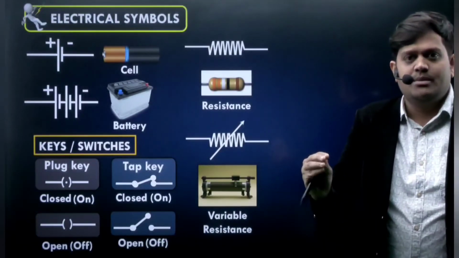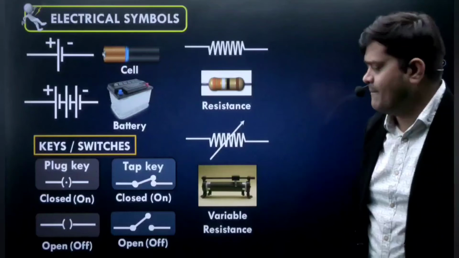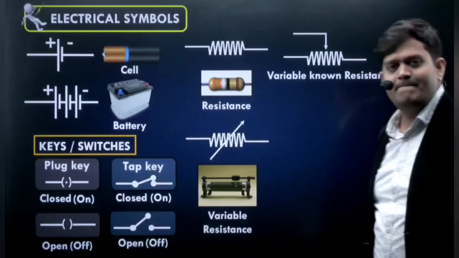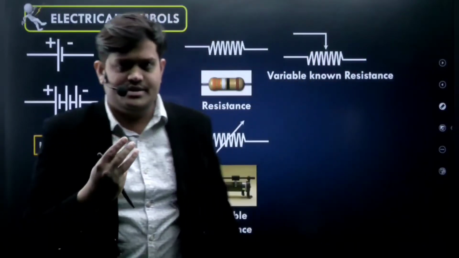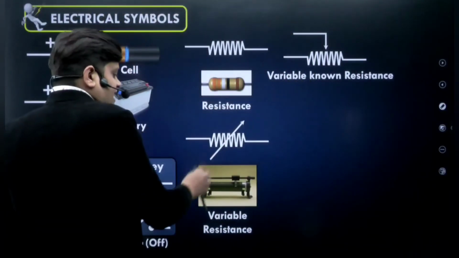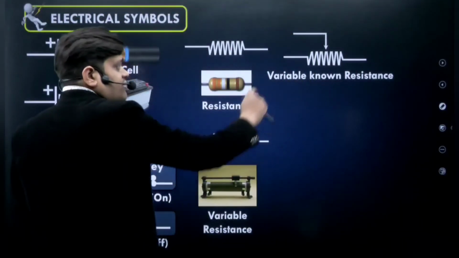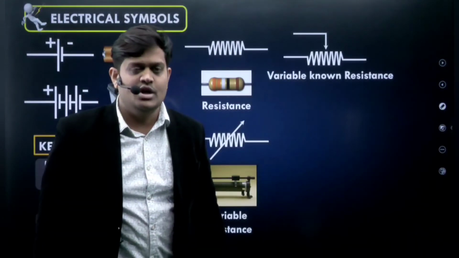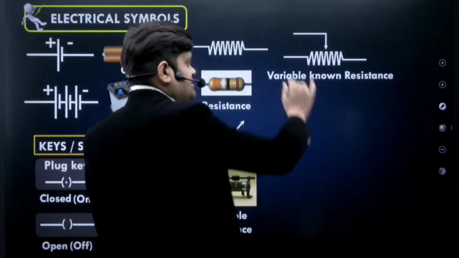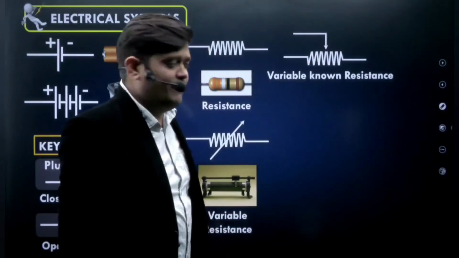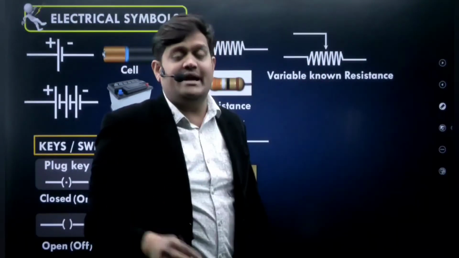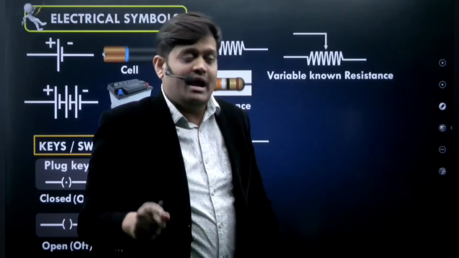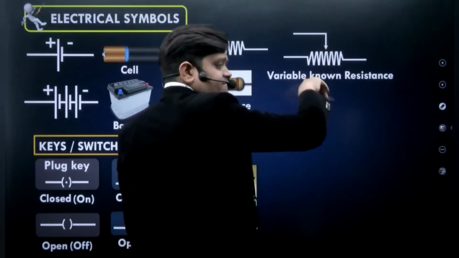The resistance changes. Okay. Now the third one is what? The third one is variable known resistance. So there are three resistances. The first one is resistance, the second one is the variable resistance, and the third one is the variable known resistance. This is the symbol of this. If this symbol is used in an electric circuit, what is happening there? There, the resistance is fixed.